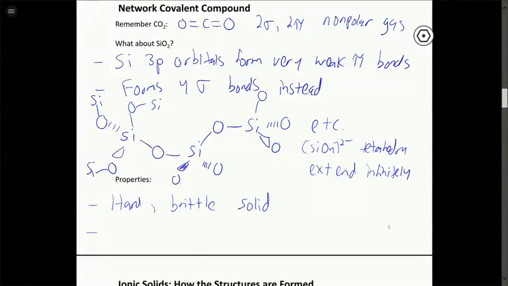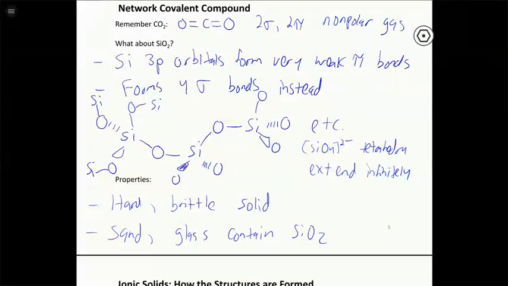And SiO2 is a very common substance for us in our everyday life. So sand is largely composed of SiO2. Glass is an amorphous form of SiO2. And both of these common substances contain these types of building blocks, these network structures with silicon and oxygen, silicon oxide tetrahedra extending in all directions. All right, so that's an example of a network covalent compound.